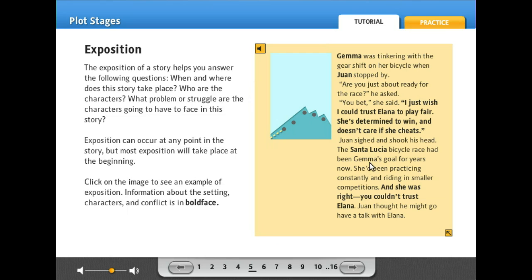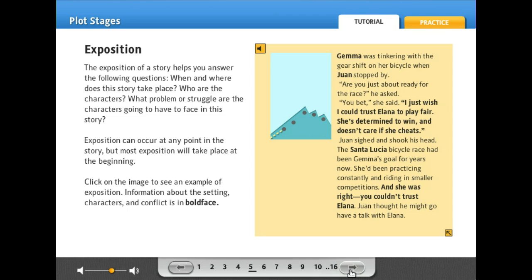Gemma was tinkering with the gear shift on her bicycle when Juan stopped by. "Are you just about ready for the race?" he asked. "You bet," she said. "I just wish I could trust Ilana to play fair. She's determined to win and doesn't care if she cheats." Juan sighed and shook his head. The St. Lucia bicycle race had been Gemma's goal for years now.